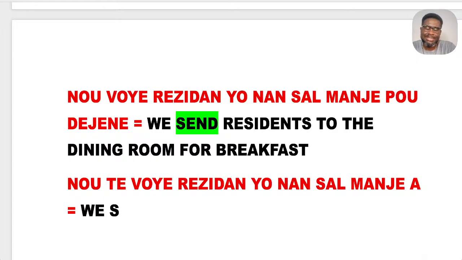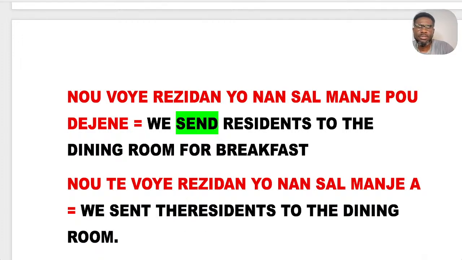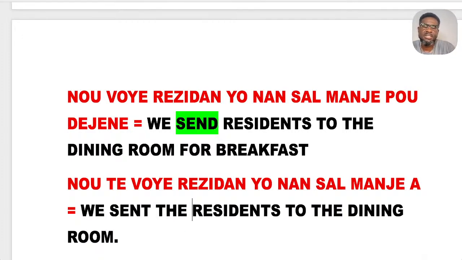We sent residents to the dining room. Okay, you could put the article "the" too. So if you want, we sent the residents to the dining room. Okay, so it's not a problem. You could still put the if you want to. Nou te voye resident yo. We sent the residents to the dining room.